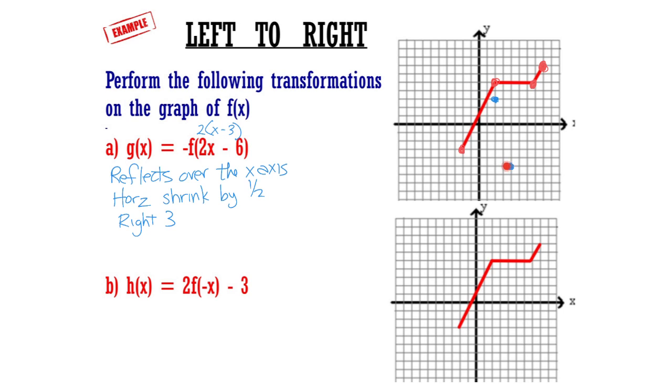But then I got to take that point and go right 3. 1, 2, 3. It's going to land right there at, what is that? Over 6.5, down 5.